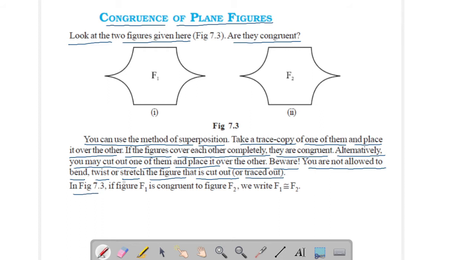In figure 7.3, if figure F1 is congruent to figure F2, we write F1 is congruent to F2. This is the symbol for congruency, that is, an equal sign with a wavy mark above it. Here F1 is congruent to F2.